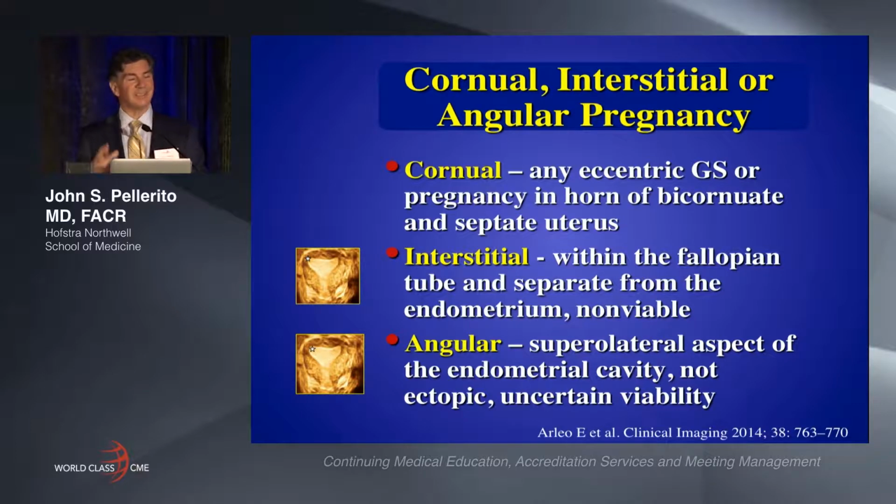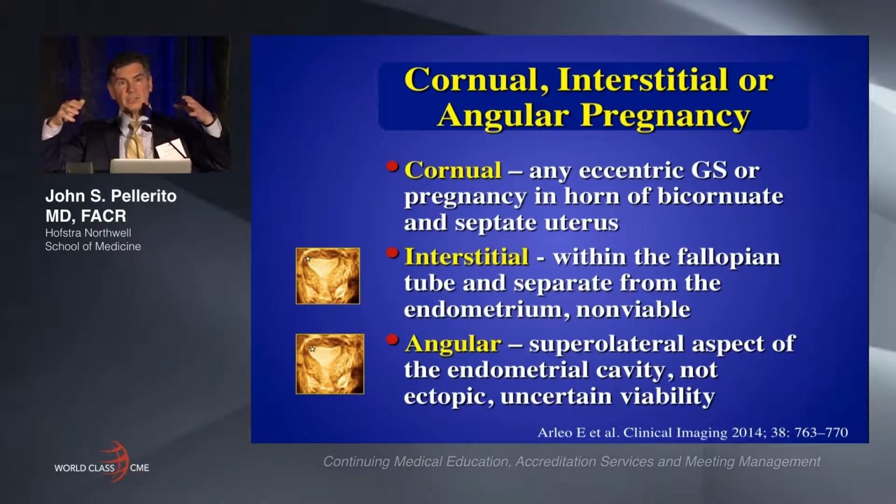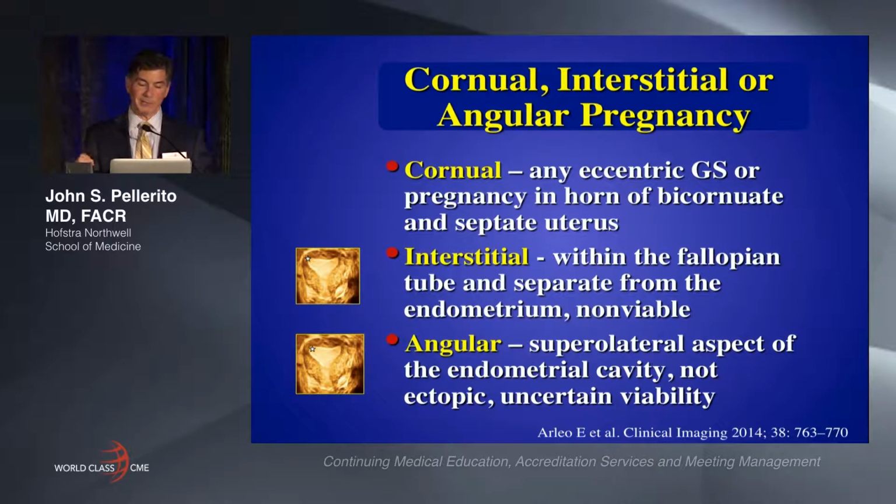The reason is that the definition of a cornual pregnancy in the literature is an eccentric gestational sac. And the word was coined to discuss sacs that were in septate or bicornuate uteri, literally in the cornu. It's not synonymous with a pregnancy outside the tube, although we use it that way. When we think that there's an interstitial pregnancy, we say, well, it's a cornual pregnancy. But that's actually not correct. The term interstitial refers to the ectopic pregnancy.